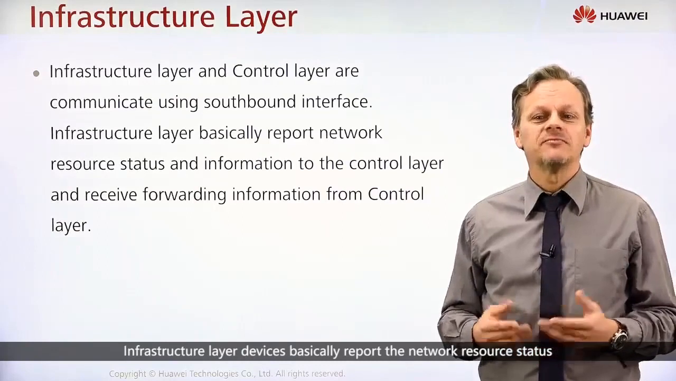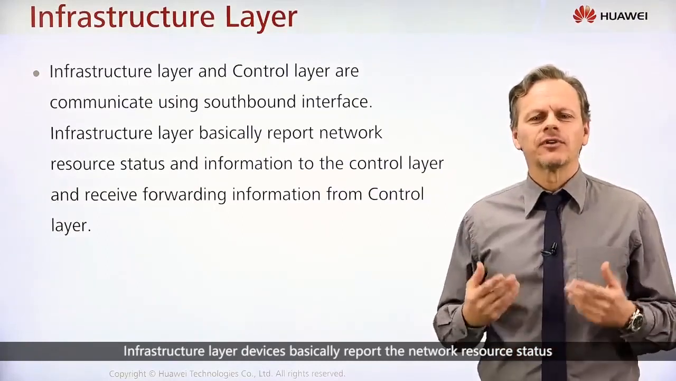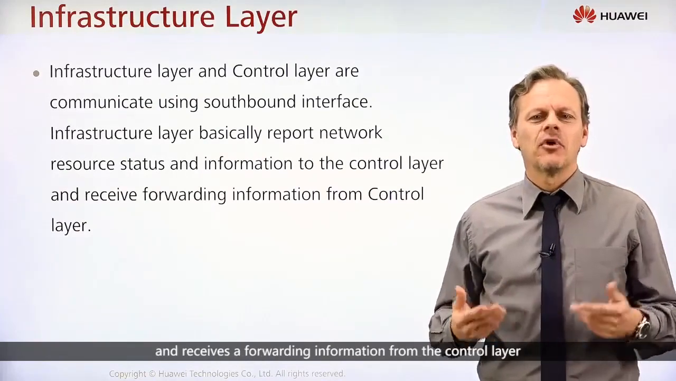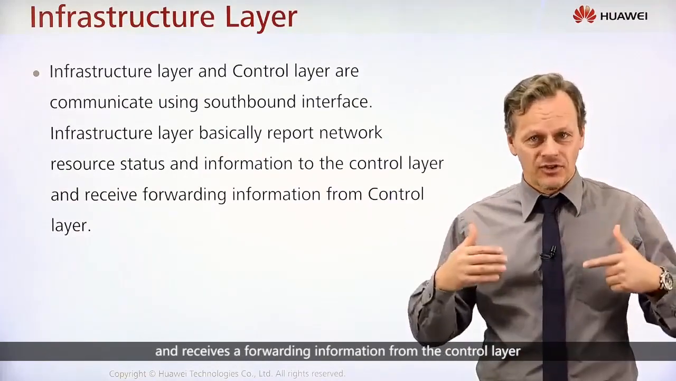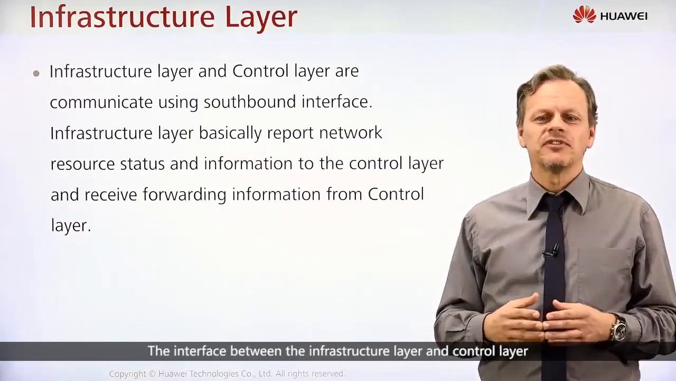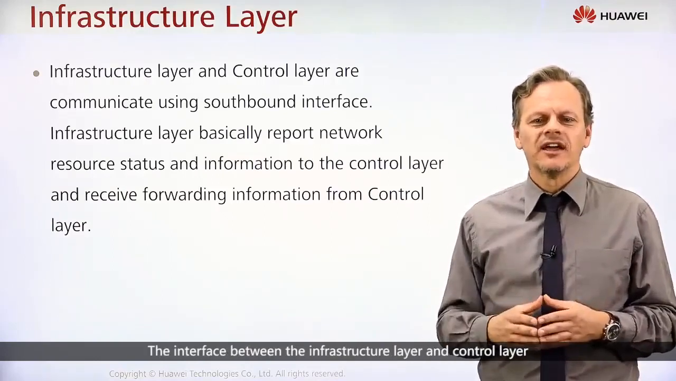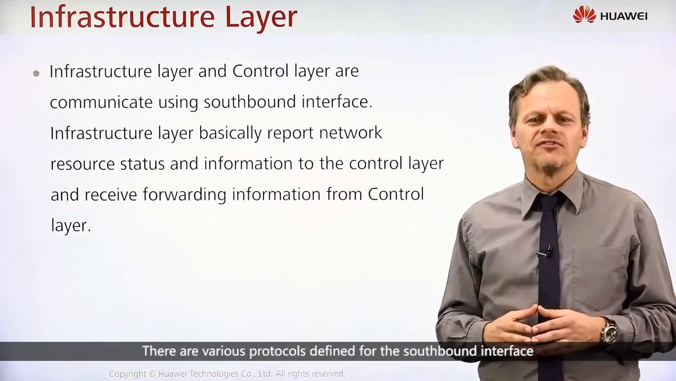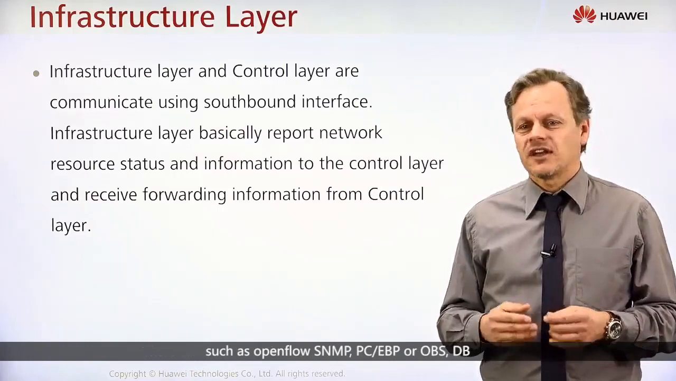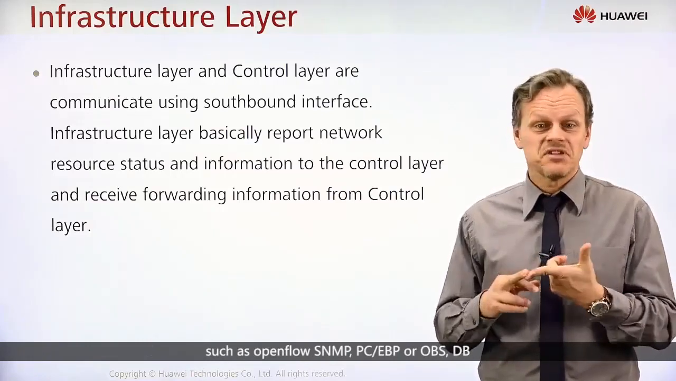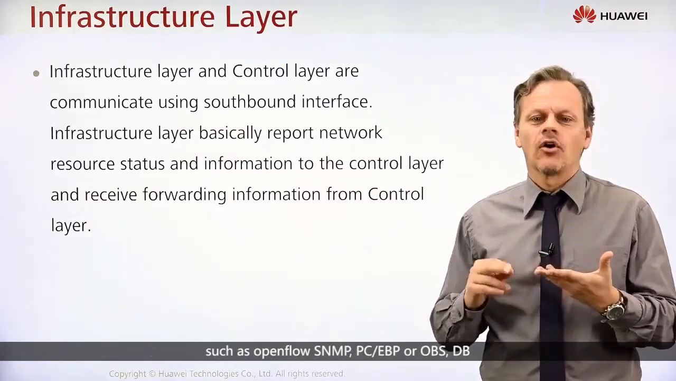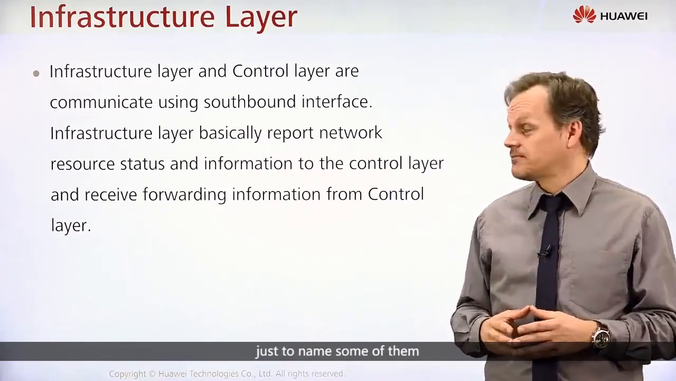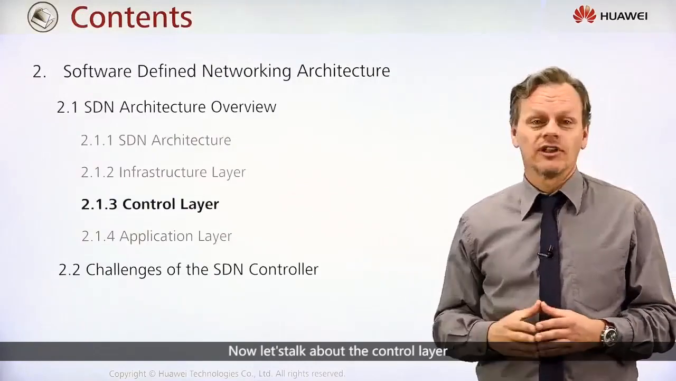Infrastructure layer devices basically report the network resource status information to the control layer and receive forwarding information from the control layer. The interface between the infrastructure layer and the control layer is called southbound interface. There are various protocols defined for this southbound interface, such as OpenFlow, SNMP, PCEP, or OVSDB, just to name some of them. Now let's talk about the control layer.